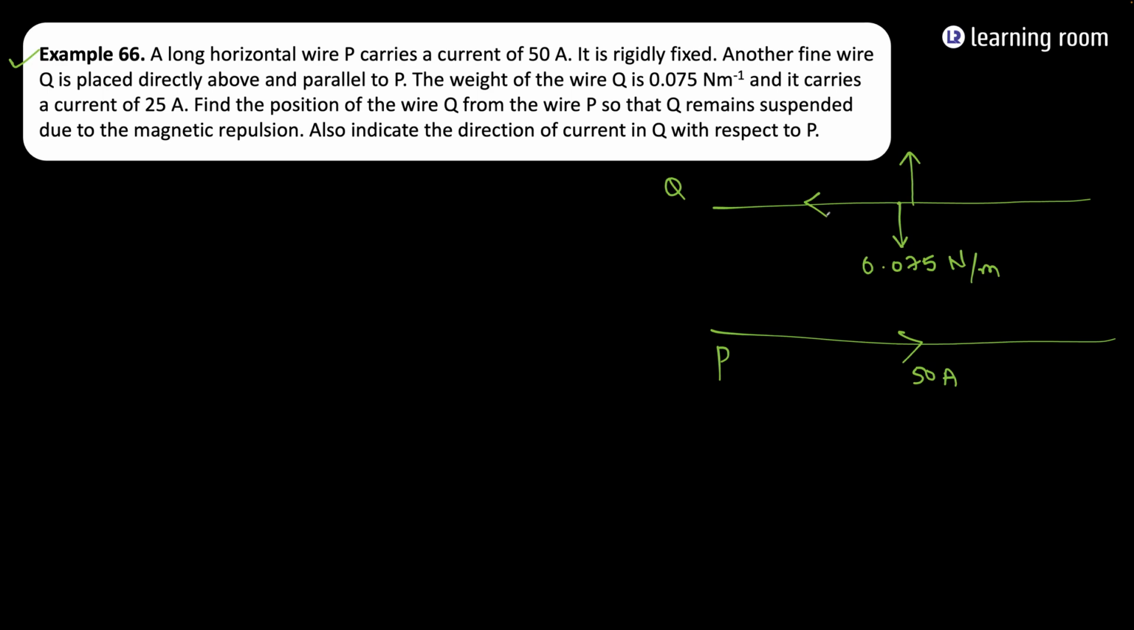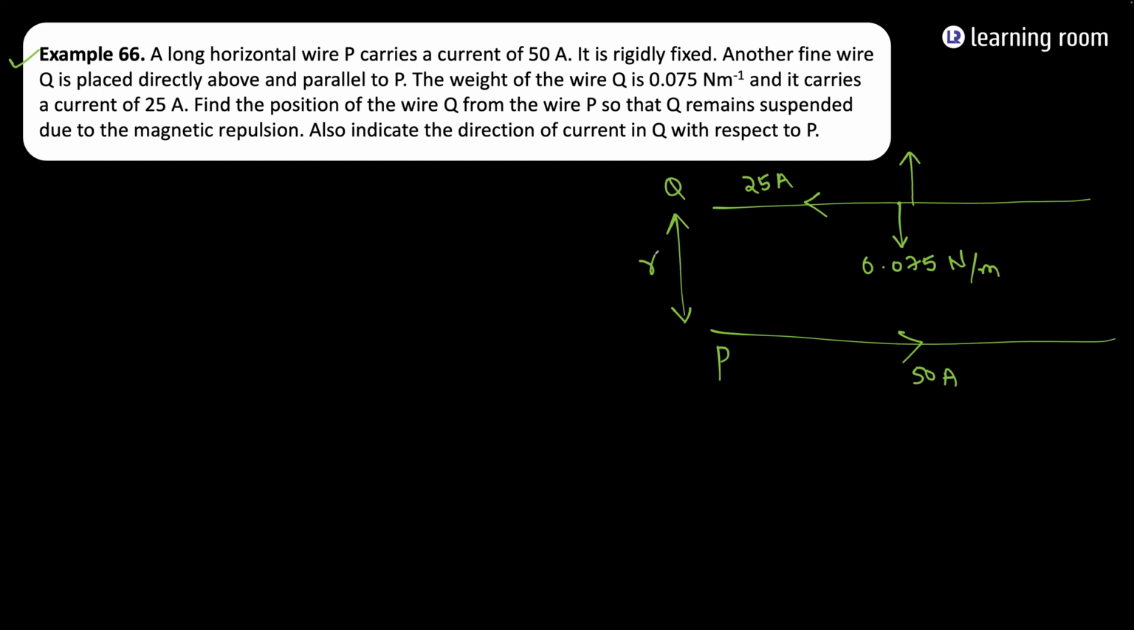Did you understand how much hidden information is there in it? That is why I'm stressing on that point. Questions will be indirectly framed on that. Remember, currents flowing in the same direction attract, currents flowing in opposite directions repel. That is the reason why I had to take it in the opposite direction. So it is going to be 25 ampere. Makes sense? Now, what is our job? Find the position of the wire from P. So they are asking what is the distance of separation between them. Also indicate the direction of current in Q with respect to P. Direction of current in Q with respect to P will be opposite.